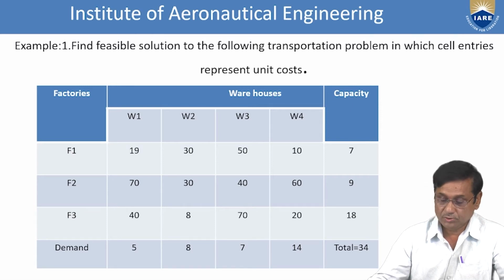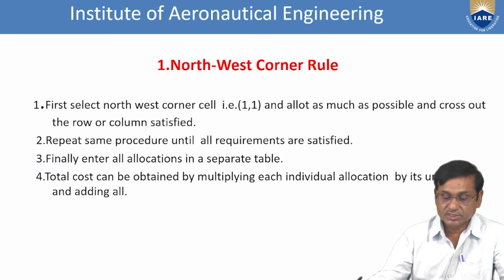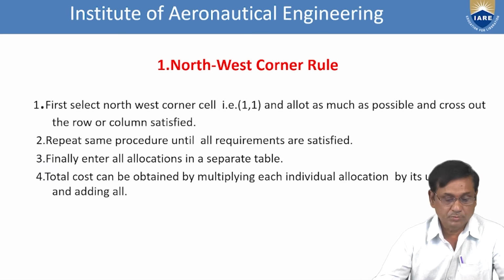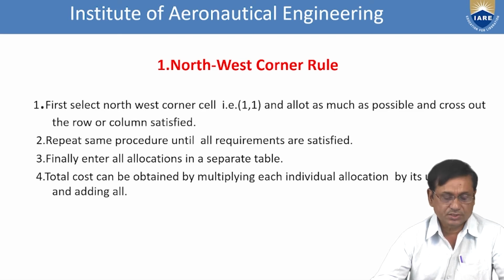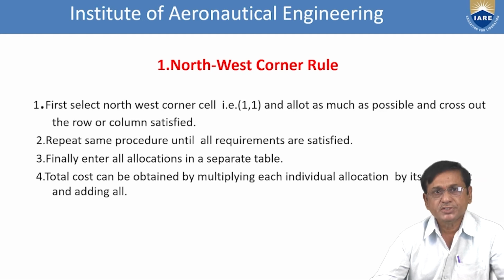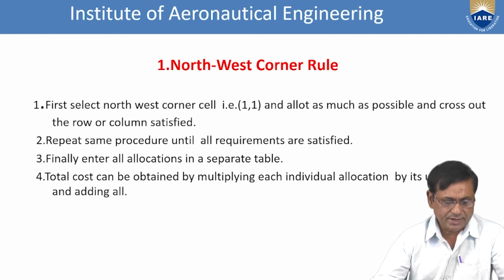So this can be solved either by using Vogel's method, the lowest cost entry method, or the northwest corner rule method. First we will discuss the northwest corner rule method. In this, first select the northwest corner, that is the first cell, and allot as much as possible and cross out the row or column satisfied. Repeat the same procedure until all requirements are satisfied.